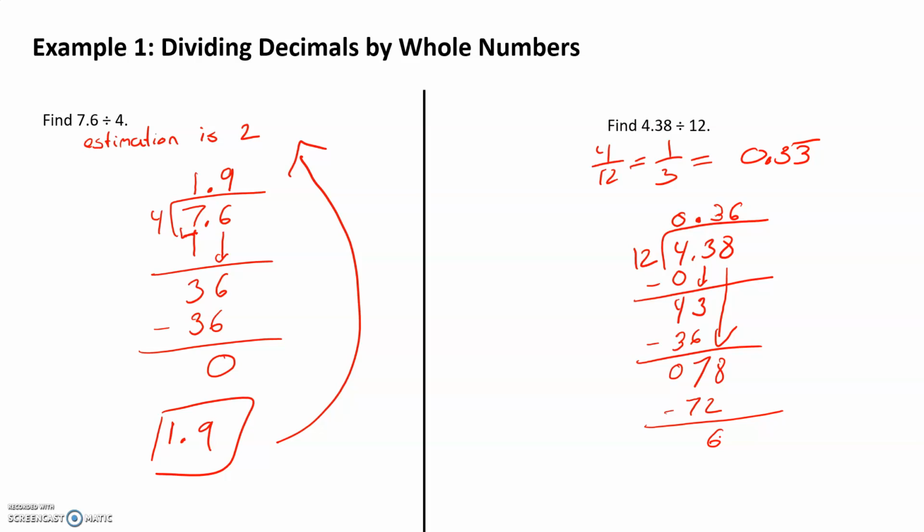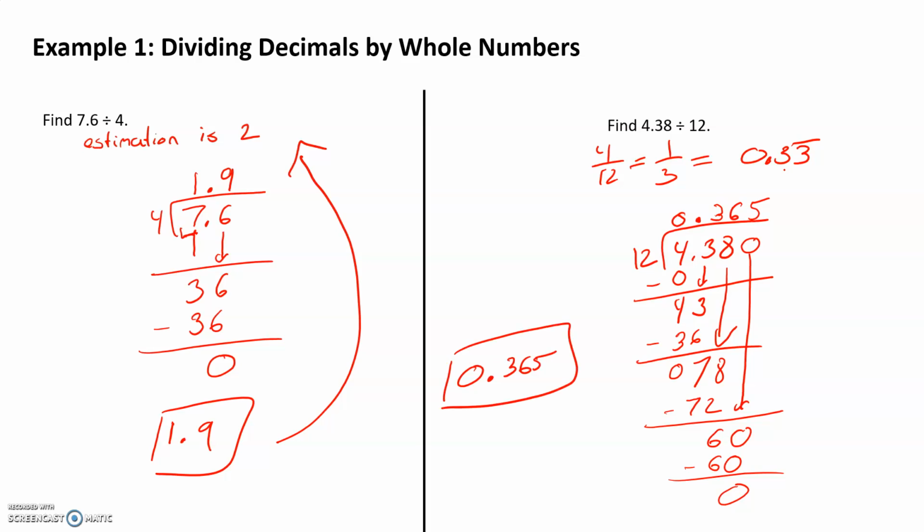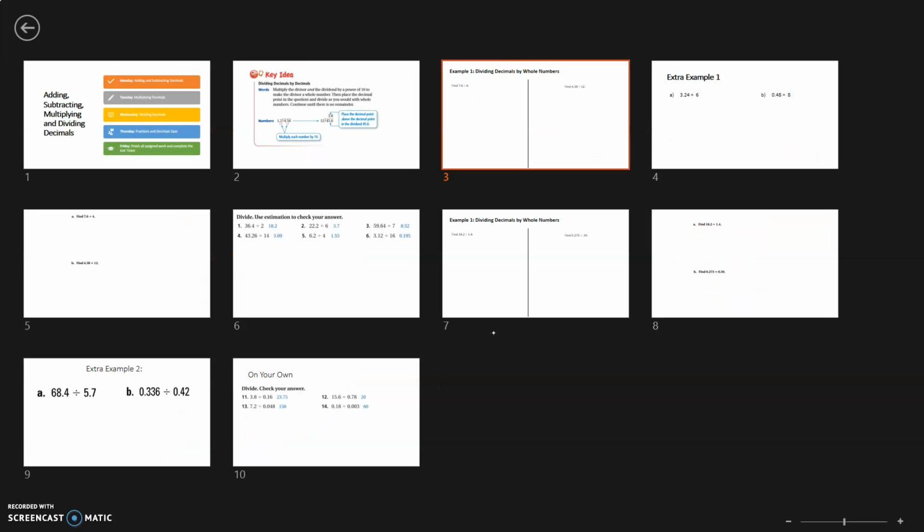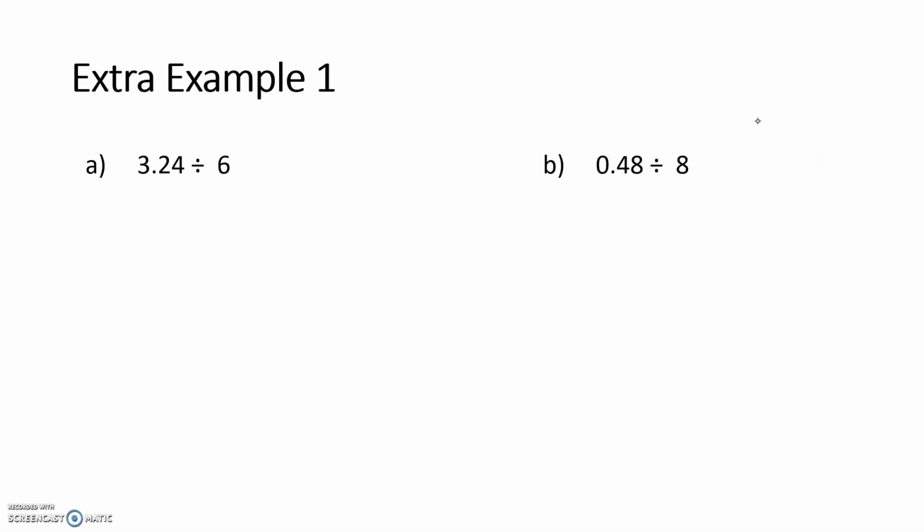Which leaves 6. I'm going to need to add a 0, bring it down, and 12 goes into 60 5 times. It's 60, and my remainder is 0. So my answer is 365 thousandths. Once again, pretty close to my estimation. All right. Go ahead, give the extra examples a shot, and resume the video when you're ready to go over the answers.